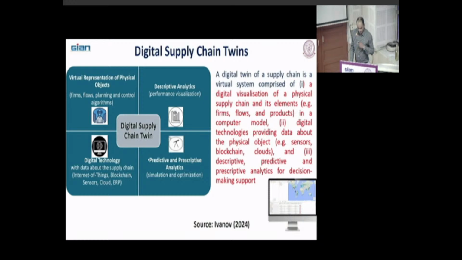That's the first one. Then the second one is the digital technologies, providing data about the physical objects. We need to collect the data, so we need some digital technologies. We need the sensors, blockchain, clouds to keep that data. So that is the second important component, digital technology: Internet of Things, blockchain, sensors, cloud, ERP. The third important component is the descriptive, predictive, and prescriptive analytics for decision making.